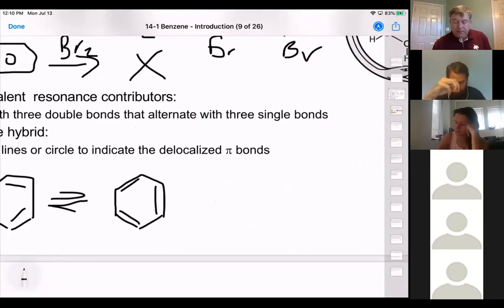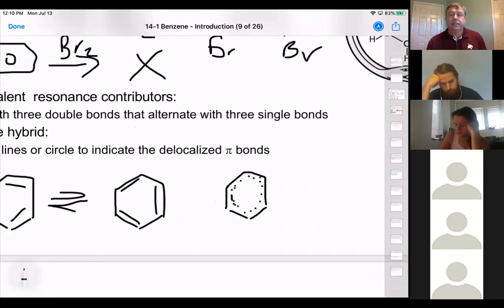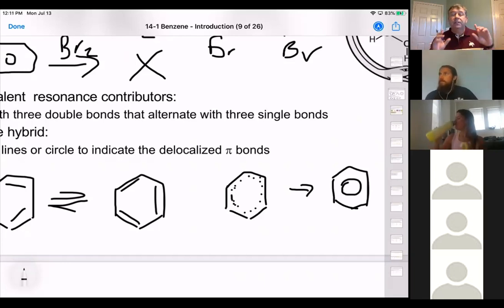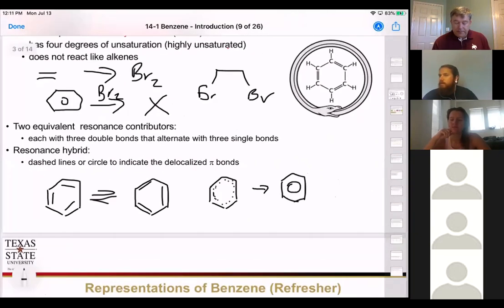So when we draw our resonance hybrid for benzene, we can draw it as a dashed line going in between all these 6 bonds right here. Or a lot of times we'll actually draw it with a circle in the middle. That's indicating you have delocalized electrons around that entire ring. And so it's very common to see a benzene ring with that circle in the middle. In fact, I'm probably going to almost exclusively do that, except when we're actually doing mechanisms where we want to see where the electrons are coming from in the system. So we'll start to see that, okay?